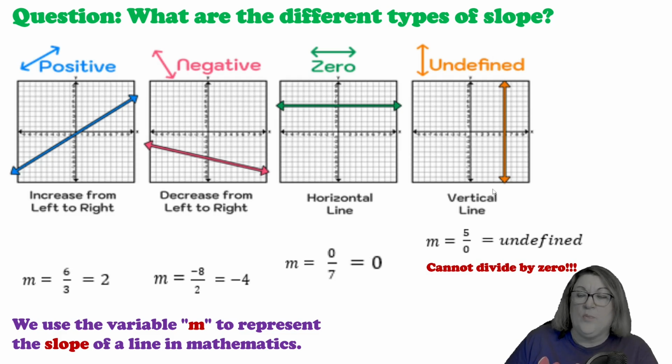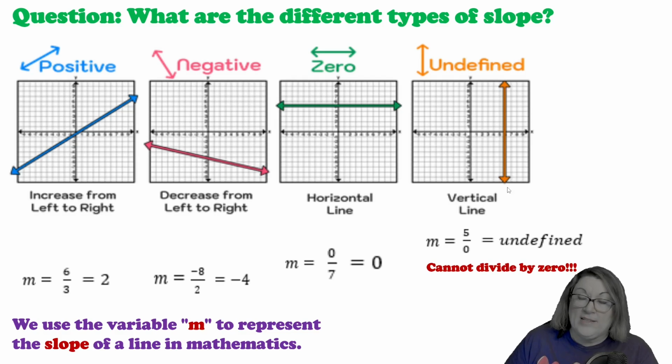And this is why the vertical lines, the ones that stick straight up and down, are not actually functions. We're going to talk about that when we talk about identifying functions. The positive, the negative, and the 0 slopes are functions, so they are lines that can be called functions. But the vertical lines are not functions, but they are important that we learn about them.